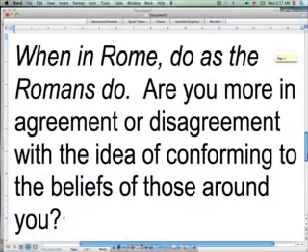Now let's look at a question together, and I'll just take a second to outline what I mean. So here we have, when in Rome, do as the Romans do. Are you more in agreement or disagreement with the idea of conforming to the beliefs of those around you? I will let you read that by yourself.